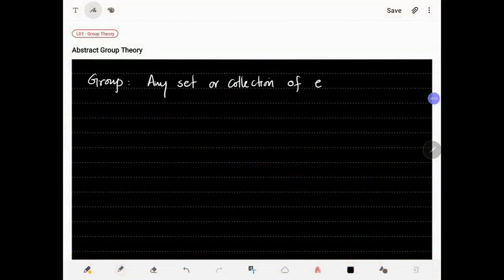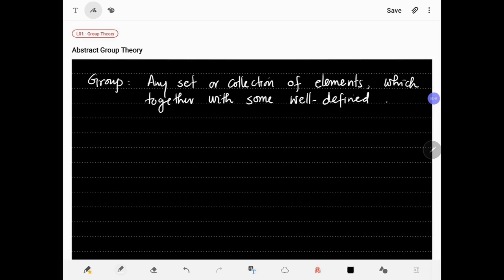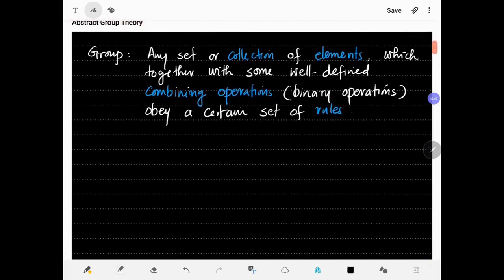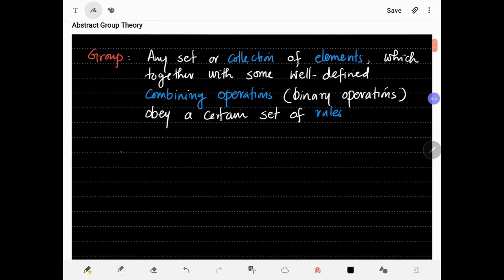So let us see the definition of a group. A group in the mathematical sense is any set or collection of elements which, together with some well-defined combining operation, which in our case is a binary operation, obey a certain set of rules. If you look at the definition, you can see there are some words that need more clarification. These are collection, elements, combining operation, and rules. So let's see each term one by one.